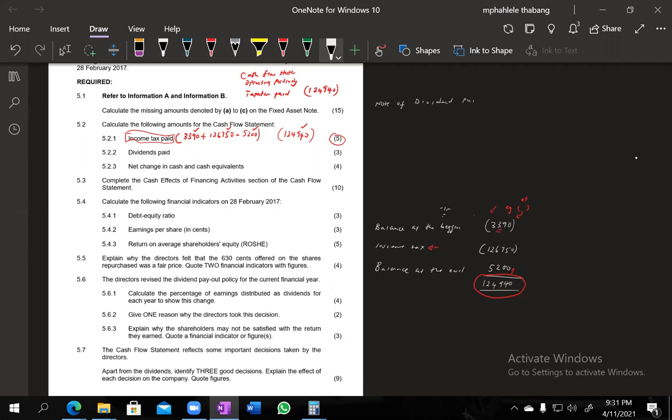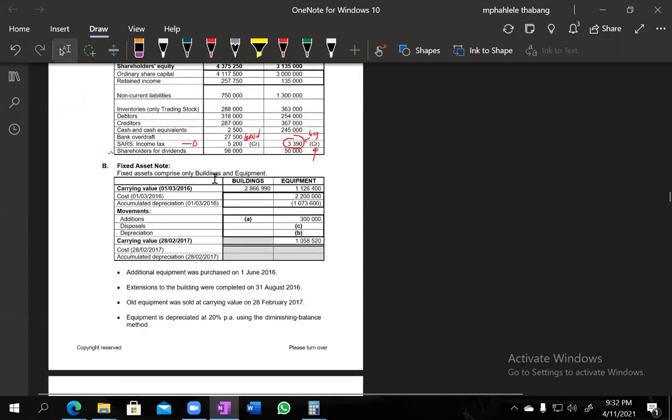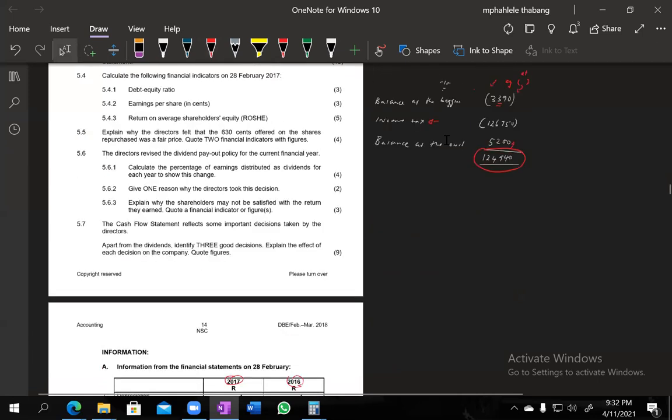Remember, when we pay dividend, we pay it to the shareholders, the owners of the company. So we look at the shareholders for dividend. We will say balance at the beginning of the year. How much was the balance at the beginning of the year of shareholders for dividend? It shows how much we owe to the shareholders. Good, 50,000 from the balance sheet. The balance sheet portion is very important when we prepare cash flow. We owed 50,000.